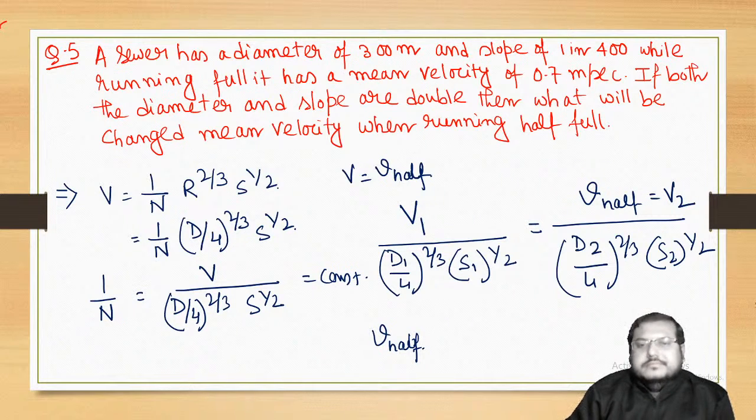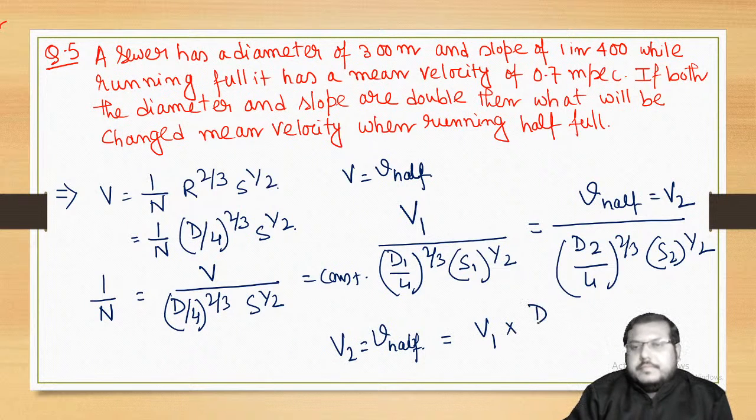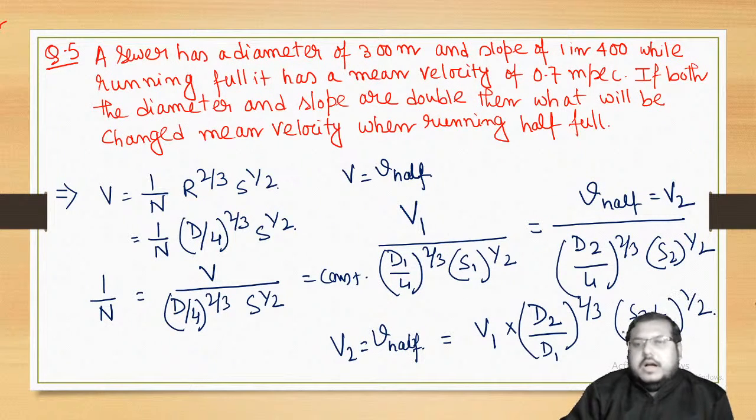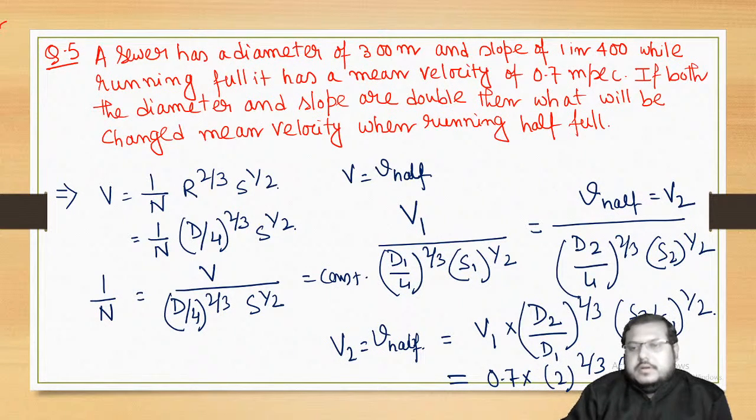That is equal to V2 only, or V full for the second case is equal to V1 into D2 by D1 to the power 2 by 3, S2 by S1 to the power half. D2 by D1 is double, so it's 2 to the power 2 by 3. No values are required. 2 to the power half. 1.59 meter per second will be your final answer.